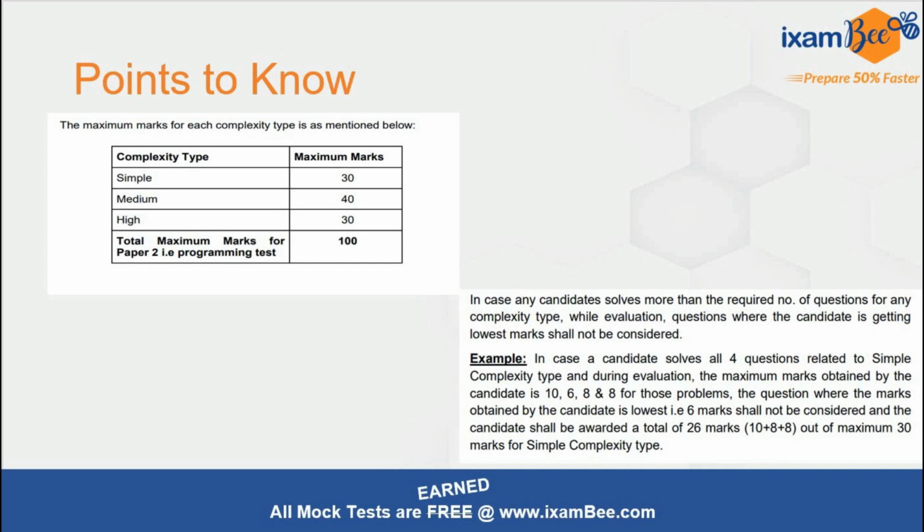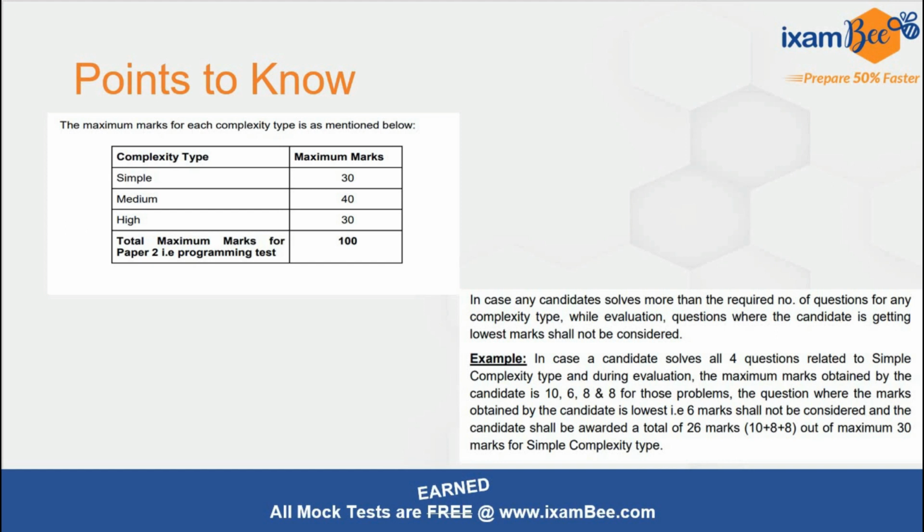But yes, you will have a kind of thing where the lowest marks will be discarded and the top 3 will be taken. For example, here we have an example from SEBI only, that in case a candidate solve all the 4 questions related to the simple complexity type during the evaluation, and let's say he has got 10, 6, 8 and 8 marks for those problems. So now when the evaluation is going to get graded, you will not be counted upon the question which gives you 6 marks. So you will be getting 10 plus 8 plus 8. That is how much? 10 plus 16, that is 26 out of 30. Okay, not like 8, 8 or 6 or 10, 6 or 8, no order. The top 3 will be taken. Similarly, go for the medium and for the high.